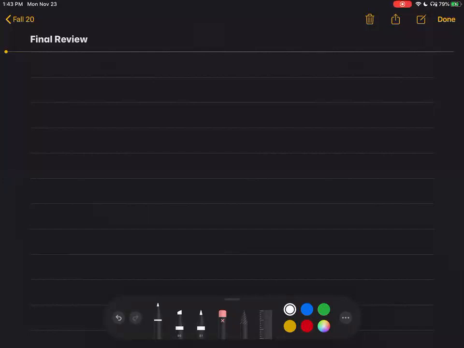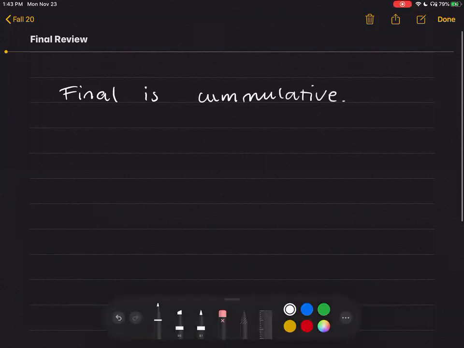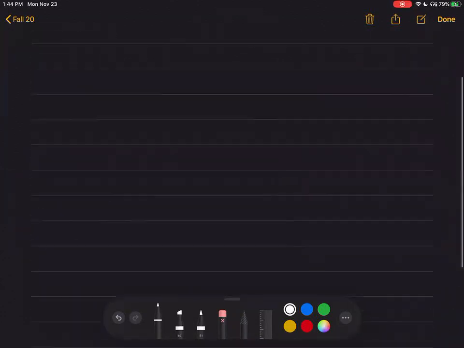And so a note about that is actually the final is cumulative. So it would pay off to go ahead and review what you've covered for the previous midterms, because that material will probably be on the final. Okay, so let's go ahead and start off by sort of listing the sections and kind of covering what we've done so far.